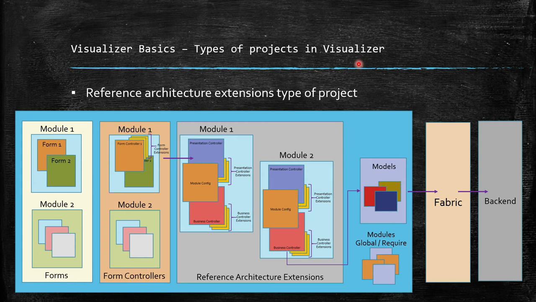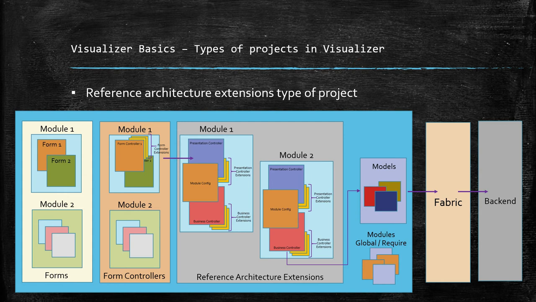We'll understand how the code is organized in a reference architecture extensions type of project, which enables us to create an app as a product. We look at what are the various components that are present inside the reference architecture extensions type of project, which enable us to achieve building an app as a product and customizing it at a later point of time.